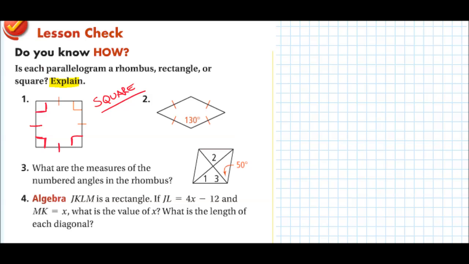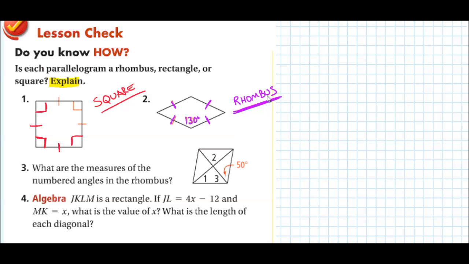Number two, it has four congruent sides, and it has one angle of 130. Well, we know if it has four congruent sides, it is either a rhombus or a square, but a square has to have all right angles. So number two is a rhombus.